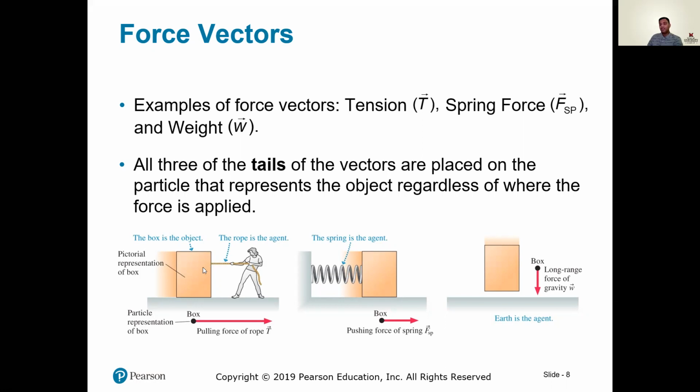And the tension force is always in the direction in which the rope is being pulled, okay? So for example, here, the pulling force is from left to right. If you had, instead of a person, a pillar and the rope was tied to it, it would still be from left to right.